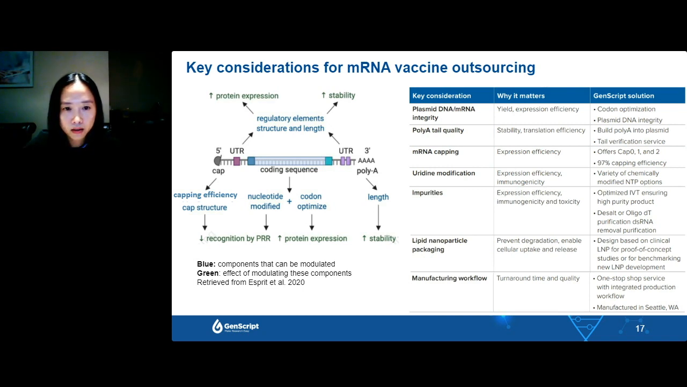This lipid packing is for preventing degradation and also enabling cellular uptake and release. Finally, the manufacturing workflow is also very important. It will affect the turnaround time and quality. And we are providing a one-stop service with integrated production workflow. And for mRNA service, the manufacturer's site is in Seattle.